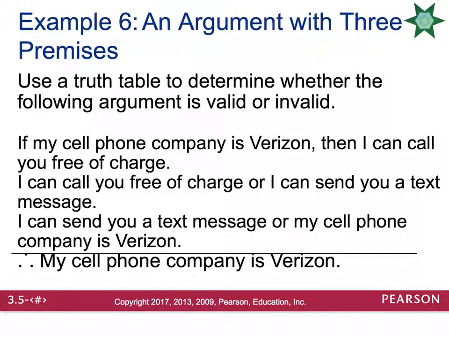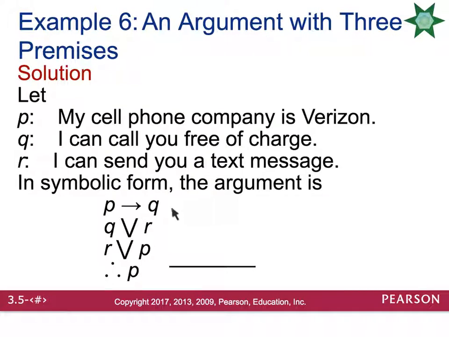Symbolic logic. Let's translate. Let P be my cell phone company is Verizon. Q is I can call you free of charge. And R is I can send you a text message. The first premise is if P then Q. The second one is Q or R: I can call you free of charge, or I can send you a text message. The third premise is R or P. And then our conclusion was my cell phone company must be Verizon.